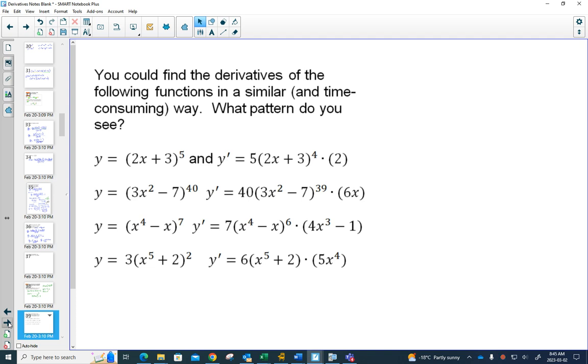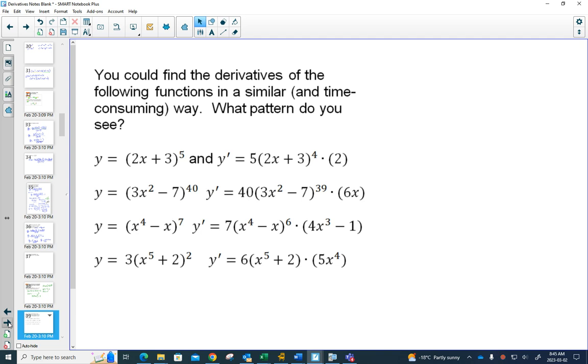The first pattern that I hope you're noticing is that your outside function, which is a power, is following the power rule nicely, where 5 comes out in front, subtract 1 from the exponent. The 40 comes out in front, subtract 1 from the exponent. That would be your regular power rule if you just had a nice x inside. But we have more than just a nice x inside.